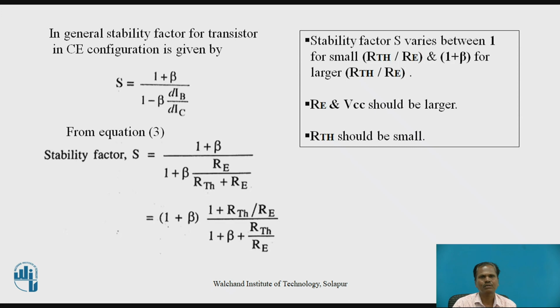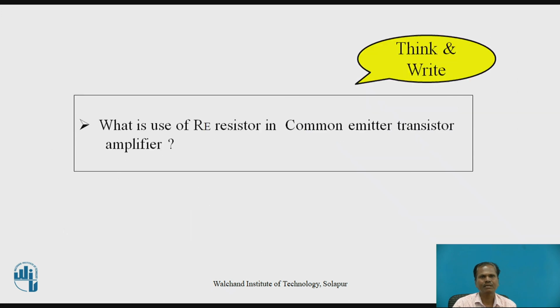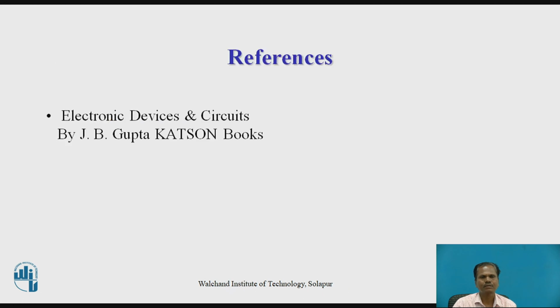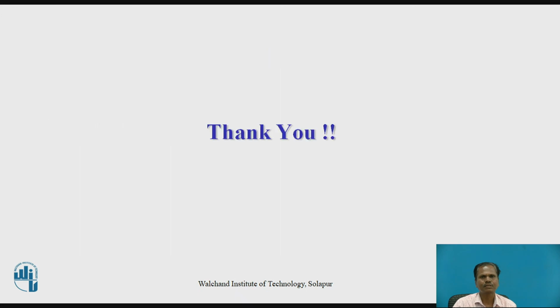The student can pause the video here and think over this question and try to answer it. So what is the use of RE resistor in common emitter transistor amplifier? RE is used to stabilize the Q point. It causes a current series negative feedback. The feedback voltage appearing across RE automatically controls the value of input base current IB. So as VTH and VB are constant, IB controls IC and thereby the Q point is stabilized. Thank you.